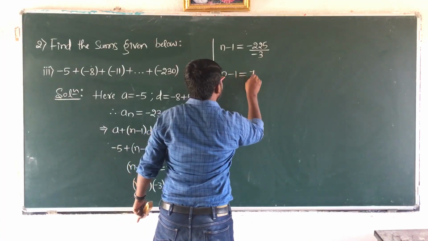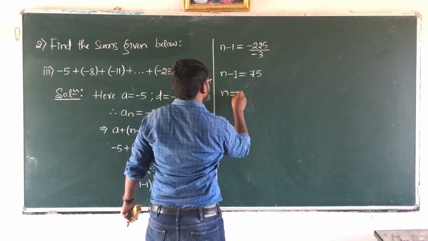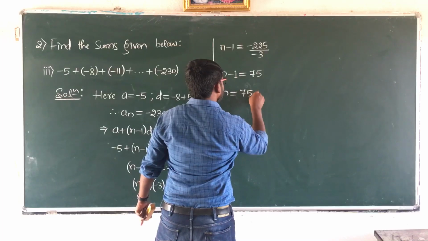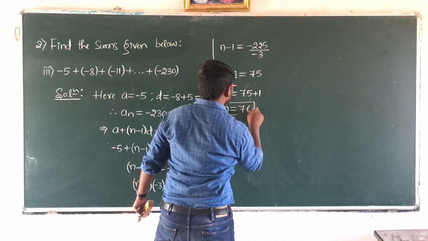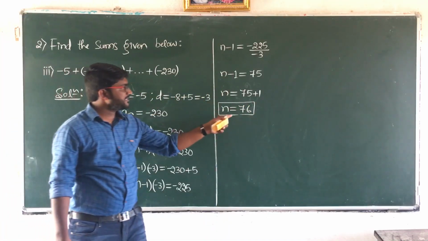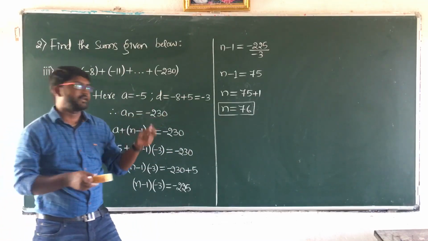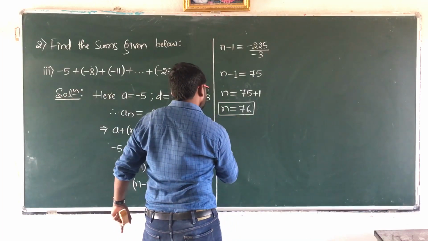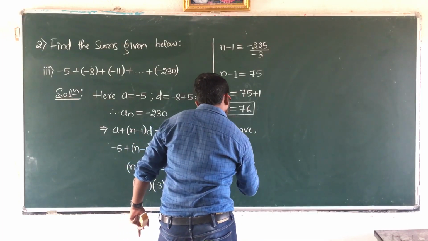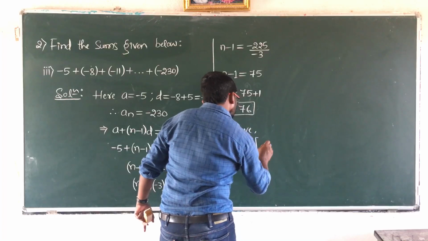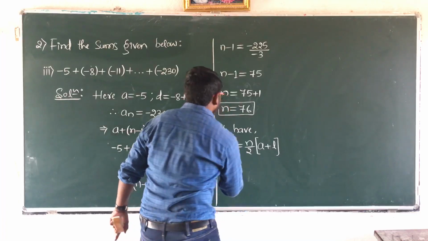n minus 1 is equal to 75. Then take minus 1 to the RHS now. It becomes plus 1. 75 plus 1. n is equal to 76. So now substitute the values of a, n and l in the standard formula of Sn. So see here, we have Sn equal to n by 2 (a plus l). So now Sn, what is n?